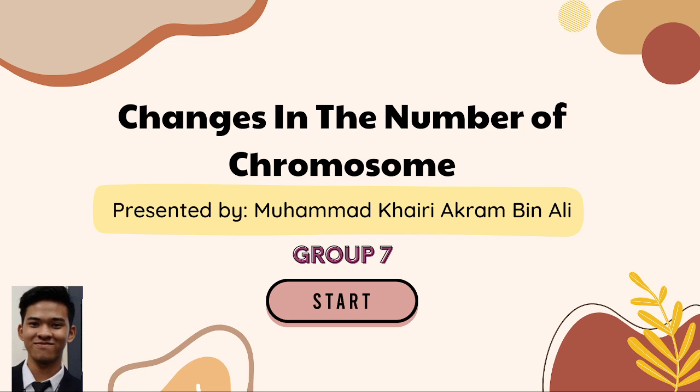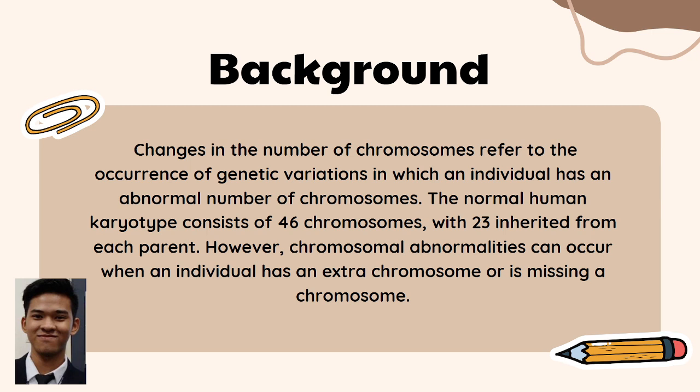In this turn, I am going to present about changes in the number of chromosomes. Firstly, we go through the background. Changes in the number of chromosomes refer to the occurrence of genetic variations in which an individual has an abnormal number of chromosomes. The normal human karyotype consists of 46 chromosomes with 23 inherited from each parent, the maternal and paternal. However, chromosomal abnormalities can occur when an individual has an extra chromosome or is missing a chromosome.